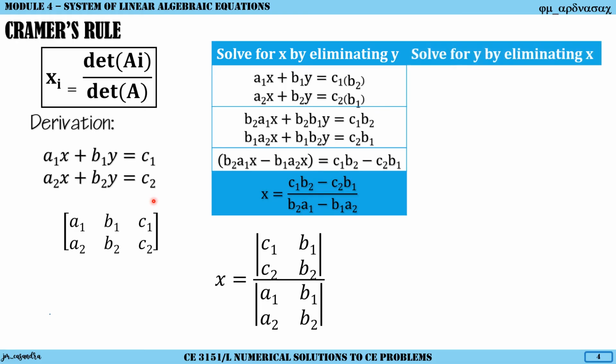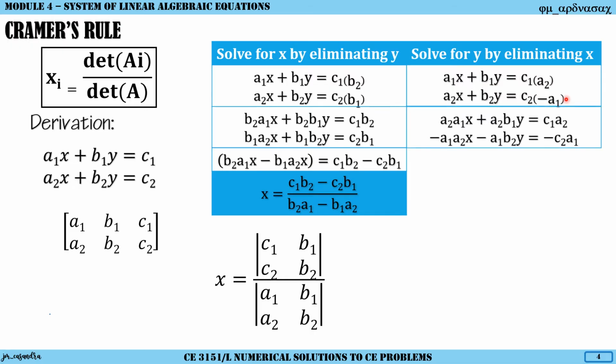So to understand further, let us try solving for y by eliminating x. So we'll have the same process. We'll now be multiplying the first equation by a2, and the second equation by negative a1. So in that case, we'll now have a2 a1 x plus a2 b1 y equal to c1 a2, and negative a1 a2 x minus a1 b2 y equal to negative c2 a1.